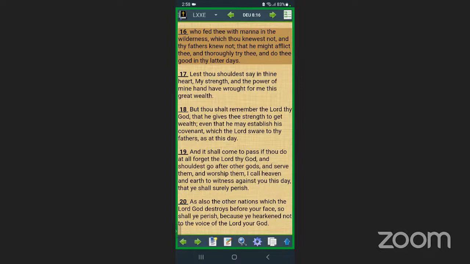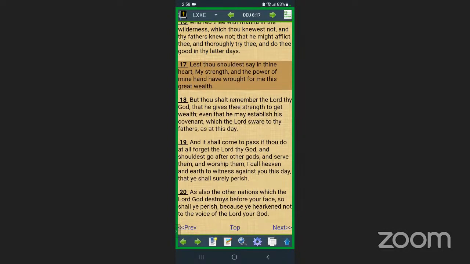Verse 16, who fed you with manna in the wilderness, which you knew not, and your fathers knew not, that he might afflict you and thoroughly try you and do you good in latter days, lest you should say in your heart, my strength and the power of my hand has worked for me this great wealth. But you shall remember Yahuwah your Elua, that he gives you strength to get wealth, even that he may establish his covenant, which Yahuwah swore to your fathers, as at this day. And it shall come to pass, if you do at all forget Yahuwah your Elua, and should go after other mighty ones and serve them and worship them, I call heaven and earth to witness against you this day, that you shall surely perish, as also the other nations which Yahuwah Elua destroys before your face, so shall you perish, because you hearken not to the voice of Yahuwah your Elua.